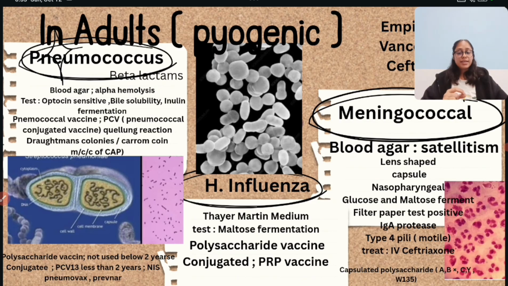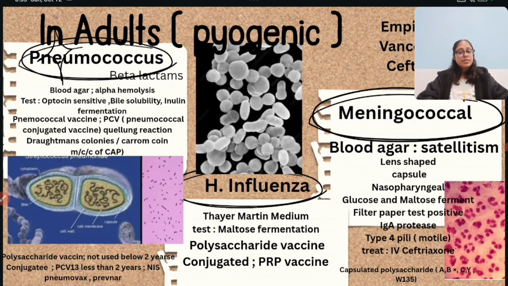According to your NIS schedule, we give PCV at 6 weeks and 14 weeks, and the PCV booster is going to be given later. Now, there were certain names given to these, like Pneumovax is the one given for the polysaccharide vaccine, and Prevnar is the one given for the conjugated vaccine. Those are the names.